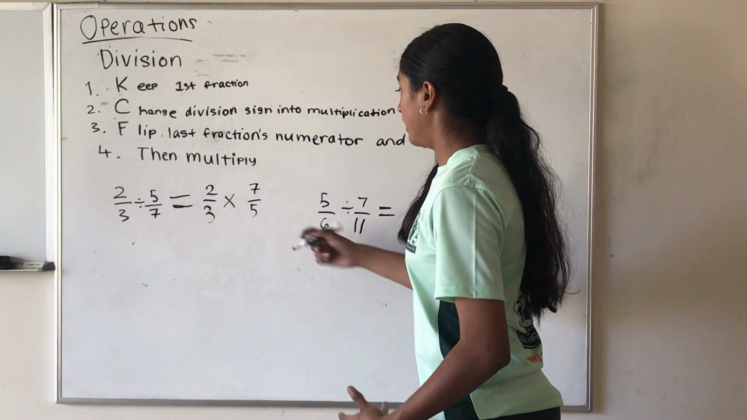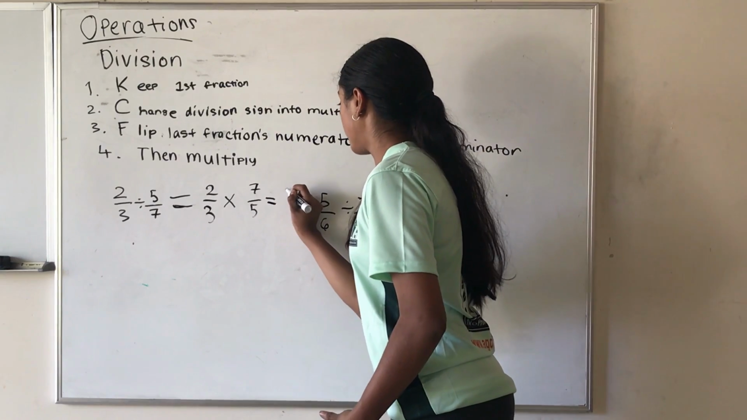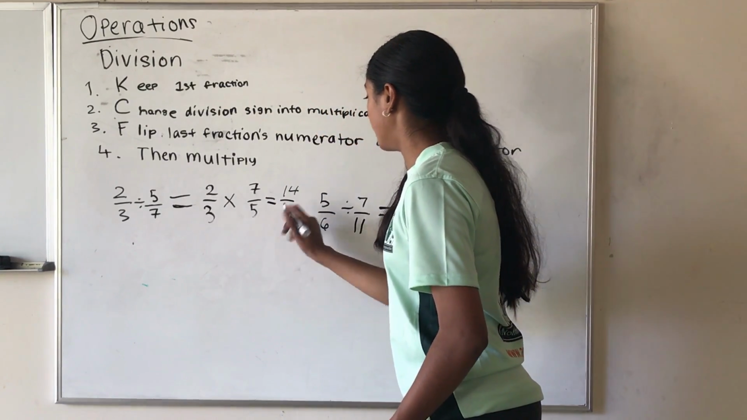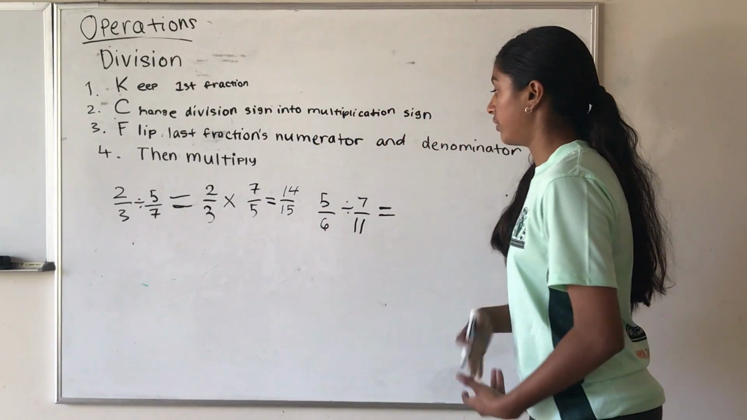And then we just multiply the fractions. So when multiplying, we would multiply the numerators first. 2 times 7 is 14, and then multiply the denominators. 3 times 5 is 15. So 14 over 15 is your answer.